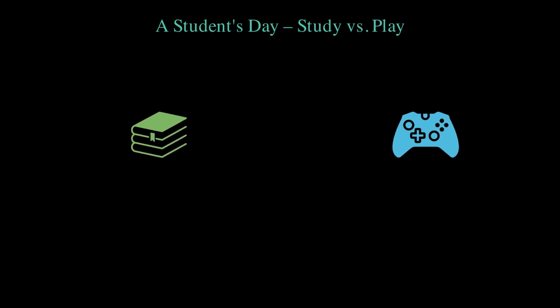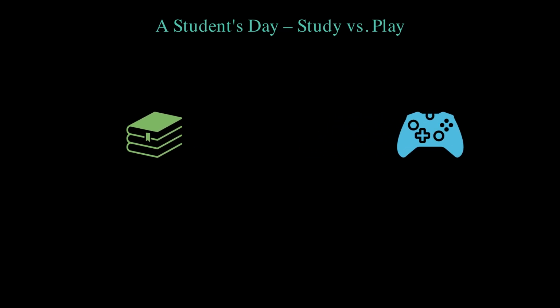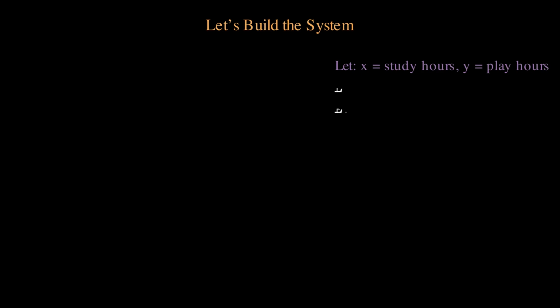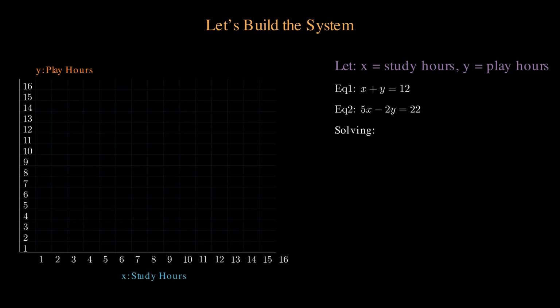Now, here's the catch: his mom uses a score to track him. Each hour of studying gives him 5 points. Each hour of playing deducts 2. To keep mom happy, the total score must be exactly 22. He has to decide if he wants to make his mom happy, sad, or neutral. Let's define our variables. Let x be the number of hours spent studying, and y be the number of hours spent playing. Let's plot the equations x plus y equals 12, and 5x minus 2y equals 22.